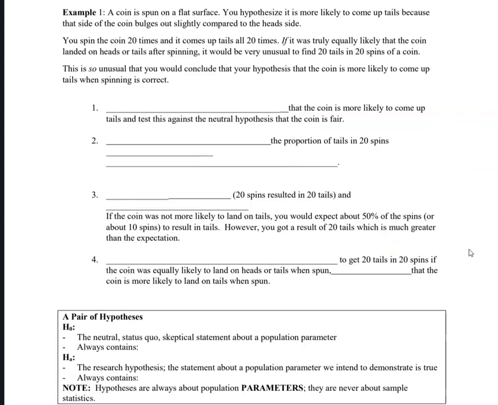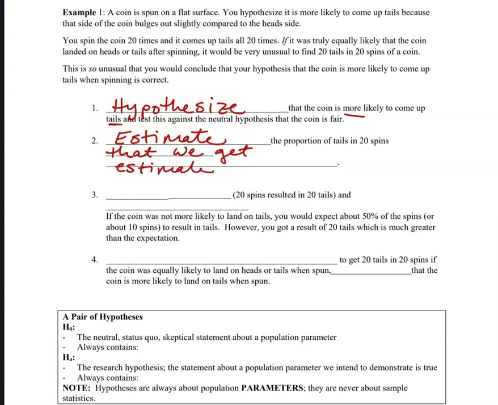So step 1 was to hypothesize that the coin is more likely to come up tails against the neutral hypothesis that it's a fair coin. Step 2 is to estimate. In this case, it would be to estimate the proportion of tails in 20 spins that we get. We would estimate that we would get 10, right? 10 out of 20 would be on tails. That's sort of what we would assume would happen.